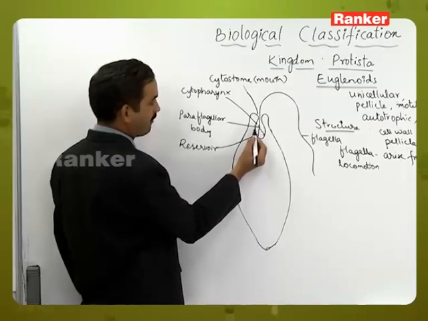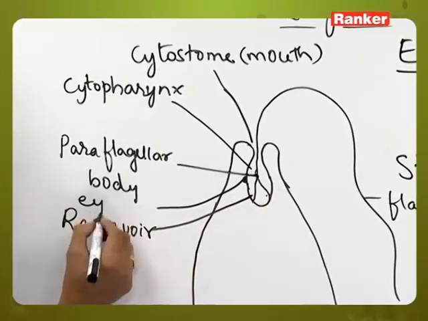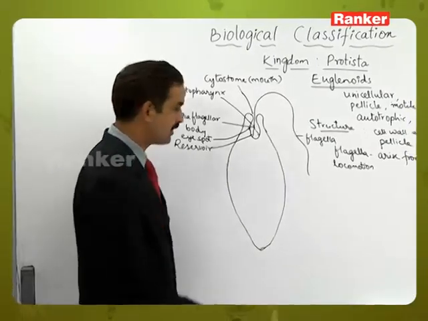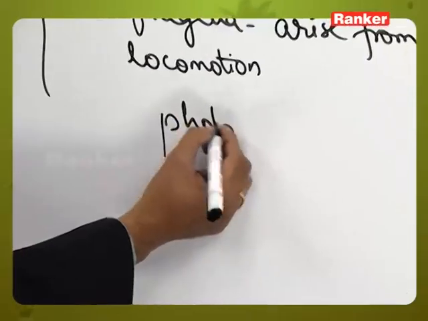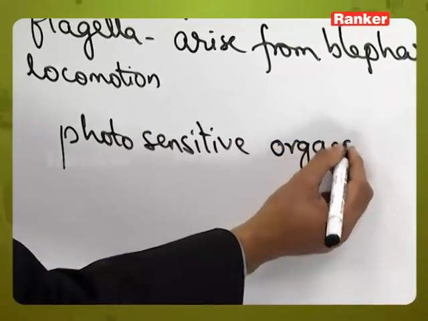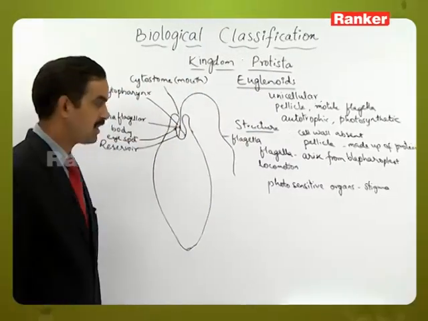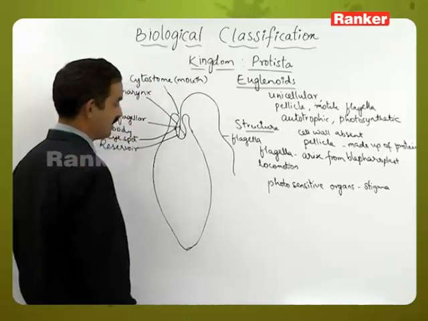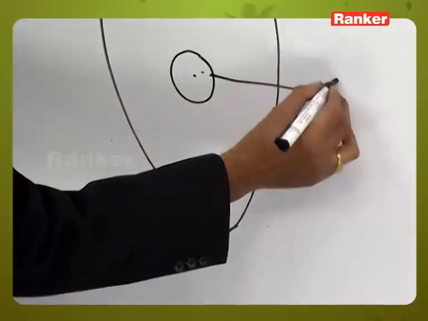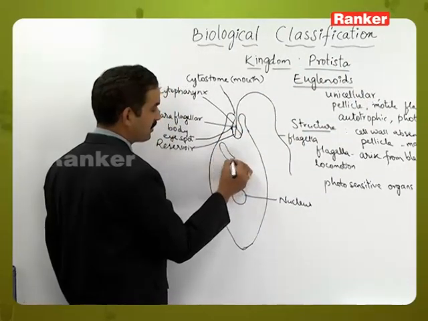And at the same position as the paraflagellar body, we can see a red colored spot structure called the eye spot. Both the paraflagellar part and the eye spot are considered to be photosensitive organs. The eye spot is otherwise called the stigma, or these are the photoreceptors or photosensitive organs. And here we can see the nucleus in the center, which is a single structure, and apart from that we can see the chromatophores, the membrane structures that are present.